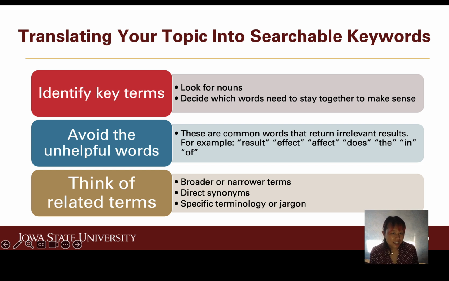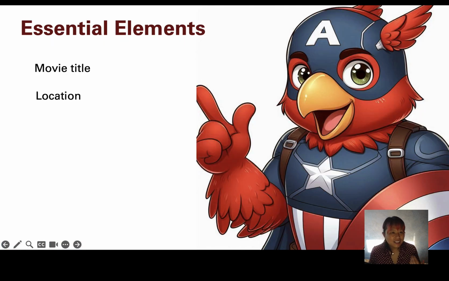While identifying key terms, you should also think about related terms or direct synonyms. You'll learn more about that in Module 2. But there's many ways to talk about a subject. And it's important, though, to make sure that you're identifying the essential elements. Essential elements can help you narrow your search to specifically what you're looking for.